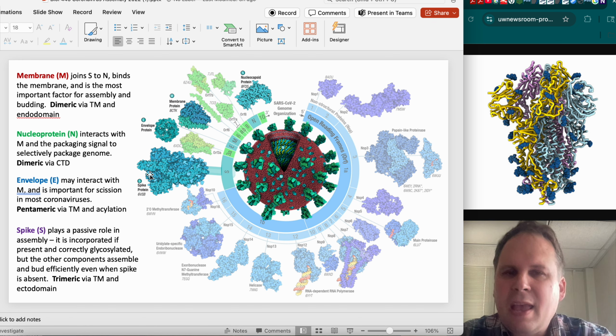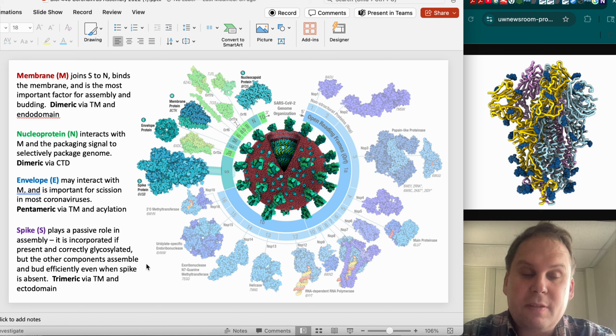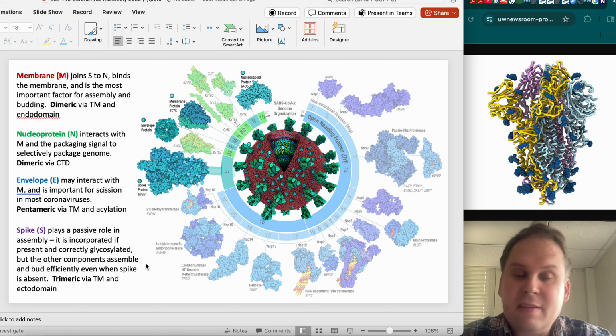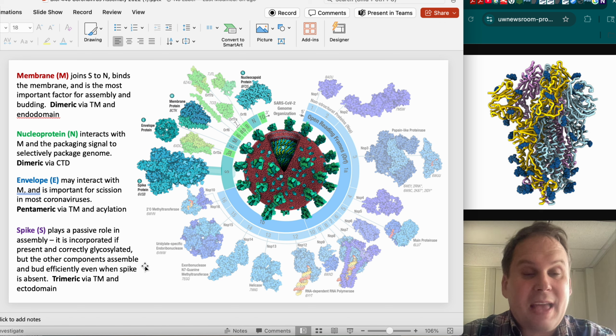There's 3 of them. And S makes no contact whatsoever with the nucleoprotein or the RNA, as far as we can tell. And nobody has even been able to show any real contact between S and E. So S is depending on M to get it to the right place, and that seems to work most of the time. You can actually make virions without S.